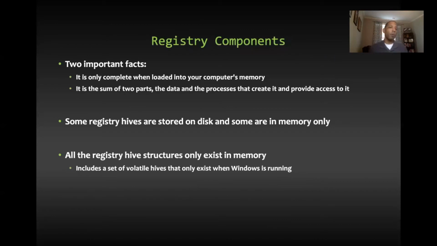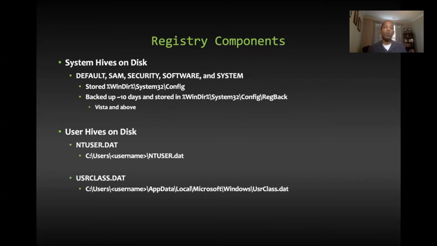The registry is really broken down into two parts. Now, we have the part that's resident on our disk, the hives themselves, and then what they form into when they're loaded into memory. All right, so when we talk about registry hives on our disk, we're talking about default, SAM, security, software, system, and all of them are located in our Windows directory System32 config. About every 10 days or so, these hives are backed up and they're placed in that same directory in a new directory called regback. This is from Windows Vista and above.